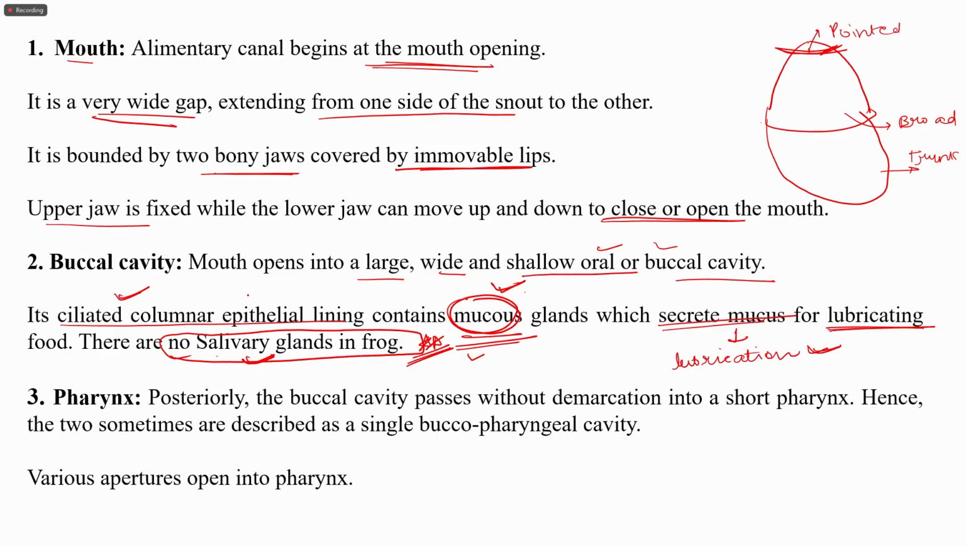The third part is the pharynx. Posteriorly, the buccal cavity passes without demarcation into a short pharynx. So this is the anterior region. This is the posterior region.